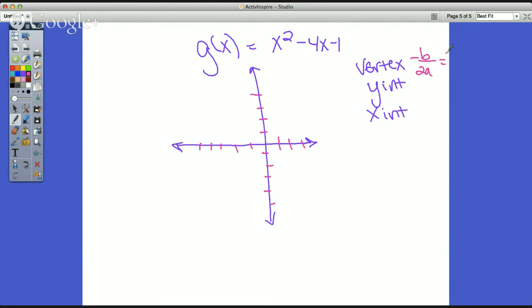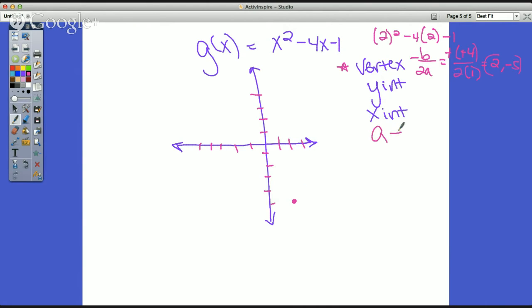Plugging in, I should get minus negative 4 all over 2 times a. A is 1, so two negatives make a positive, and 4 divided by 2 gets me 2. So I've got 2 for my vertex x. Now, how do I find my y? Simply, I plug 2 in for x. So I'll have 2 squared minus 4 times 2 minus 1. So 4 minus 8 minus 1 equals negative 5. So negative 5 is my y in my vertex. So I'll go 2 to the right, down towards negative 5.